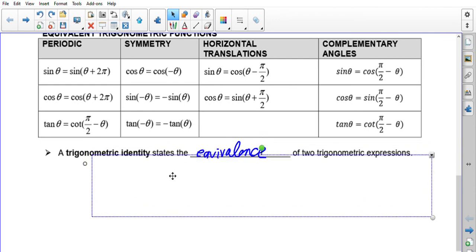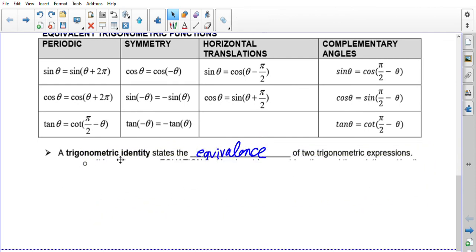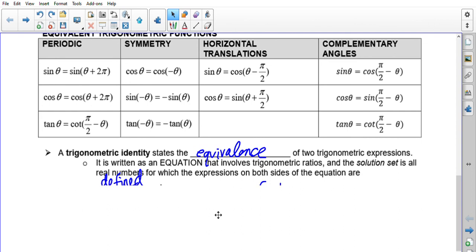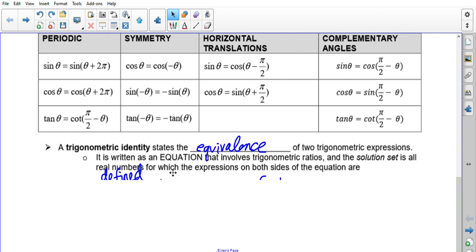All right, so what is a trig identity? It's an identity that states the equivalence of 2 trig expressions. Okay, so it means whatever is happening here is going to be equal to here. So that means their graphs would be the same. It is written as an equation that involves trig ratios, and the solution set is all real numbers for which the expressions on both sides of the equation are defined. So any theta values that are defined here, when I plug them into the theta values here, it has to be the same domain.